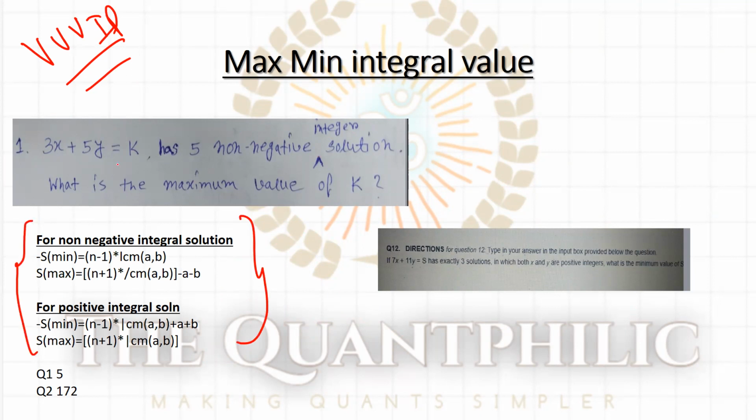The question is: 3x plus 5y equal to k has 5 non-negative integer solutions. What is the maximum value of k? So our condition is non-negative, and we have to find the maximum. So for non-negative maximum, this is the formula for us.